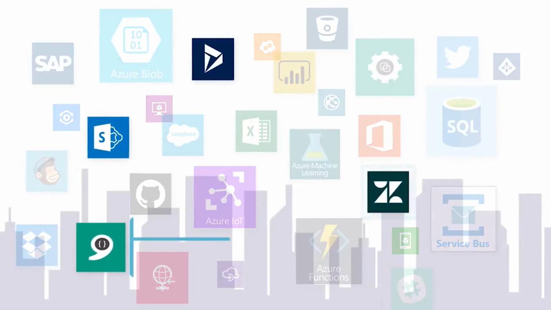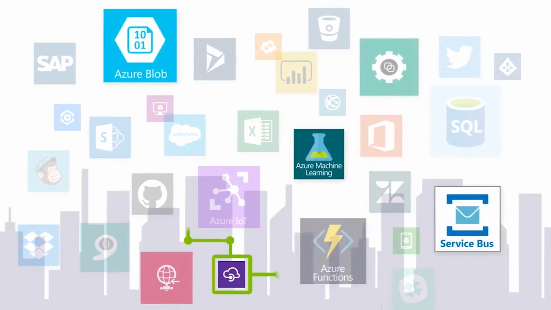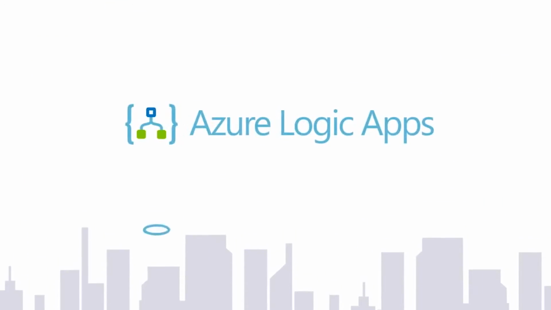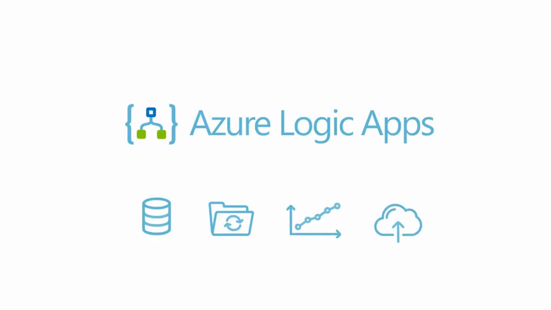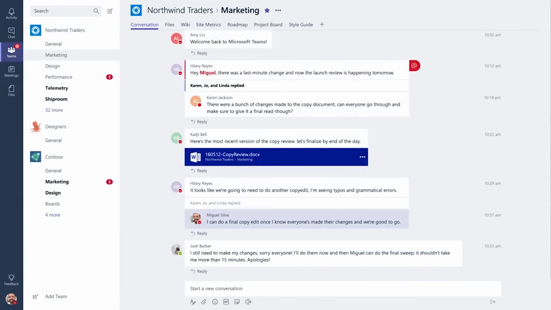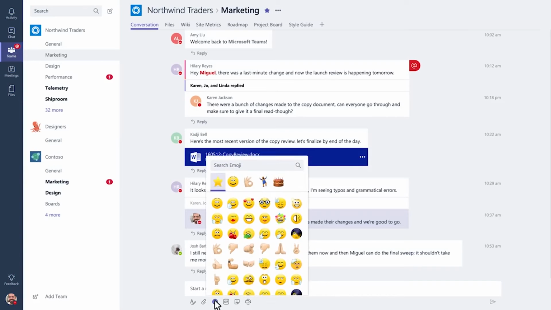Logic Apps are a workflow tool within Azure that allows you to stitch together a bunch of different services and data to create automated processes. And then Microsoft Teams is persistent group chat from Microsoft, which allows a lot of different teams from different aspects of the organization to get together and have long running conversations.